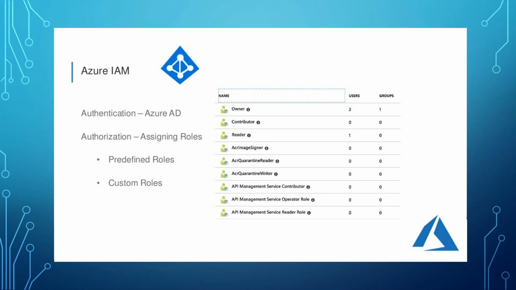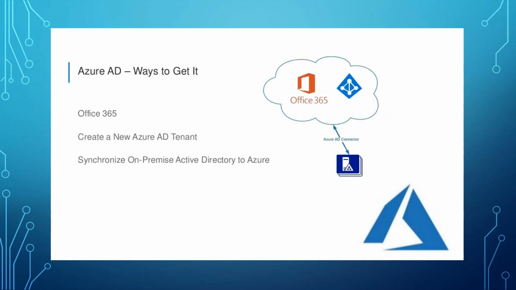Next one, Azure IAM authentication, Azure AD. So here one new feature is being added in Azure, which is AD. AD means Active Directory. Then authorization, assigning roles. So predefined roles and custom roles we can assign here. Okay, so what is the role? I'll show you. Next one, in Azure AD, ways to get it: Office 365, create a new Azure AD tenant, or synchronize on-premises Active Directory to Azure. So we'll see that.